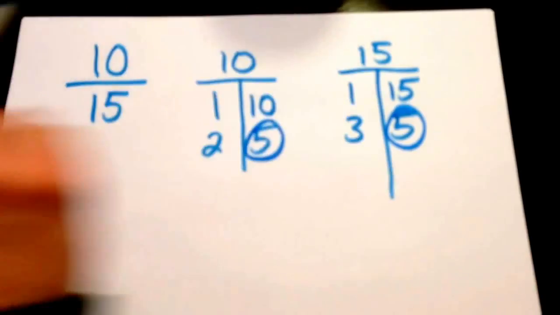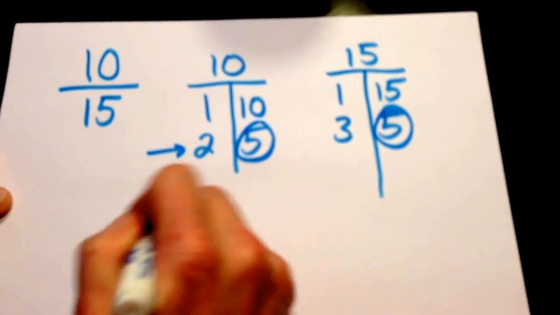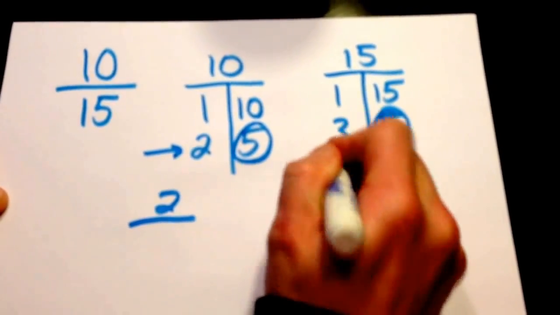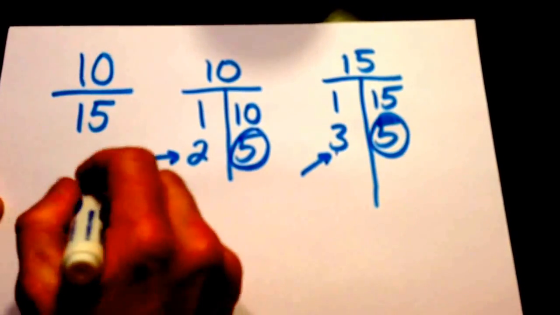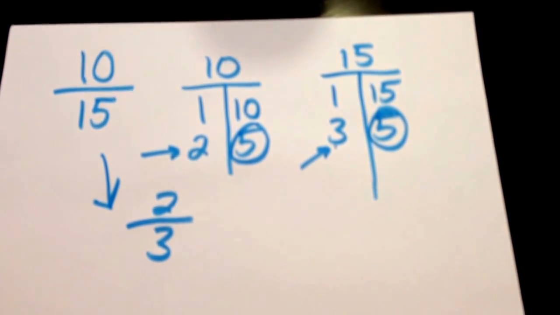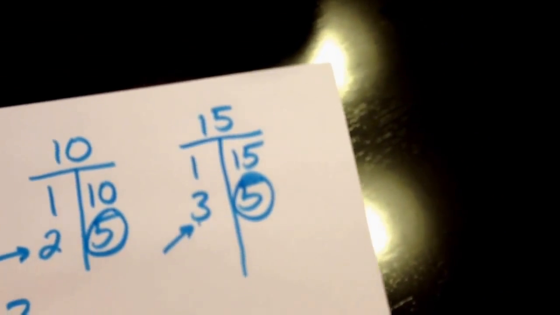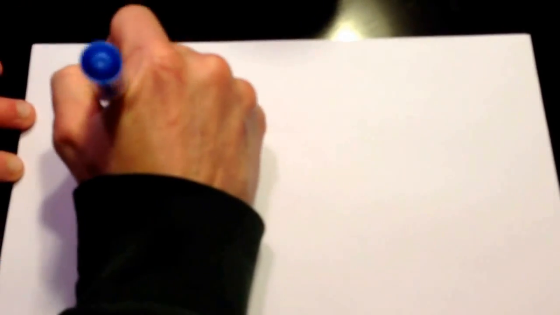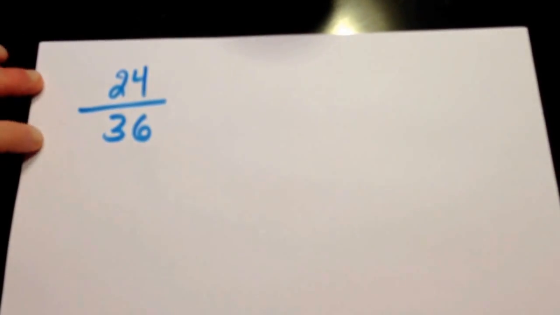Circle your 5 because that's your greatest common factor. So in simplest form, your answer is 2, and put your 3 as your denominator, so 2/3. These are equivalent. 10/15 is the same as 2/3. You can do this for bigger numbers as well. Let's find one big, 24/36. That's a big one.